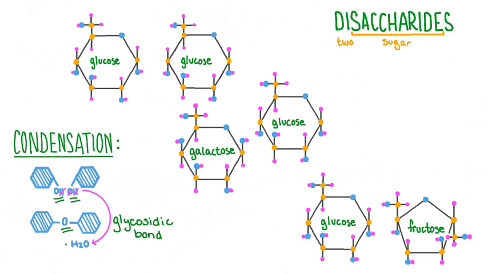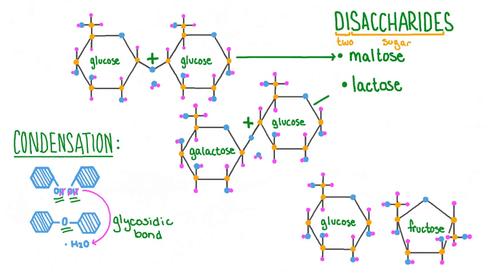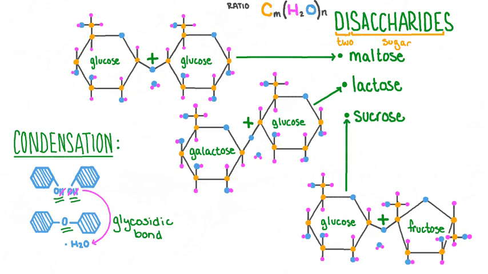When just two monosaccharides bond together, they form a disaccharide, which is another type of simple sugar. Di is a prefix that means two. When glucose bonds with glucose, the disaccharide that is formed is known as maltose. When galactose bonds with glucose, the disaccharide that is formed is known as lactose, which you may recall is a sugar found in milk. And when glucose bonds with fructose, the disaccharide that's formed is known as sucrose, which you may be familiar with as common table sugar.